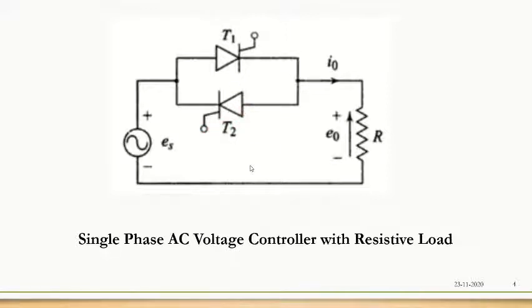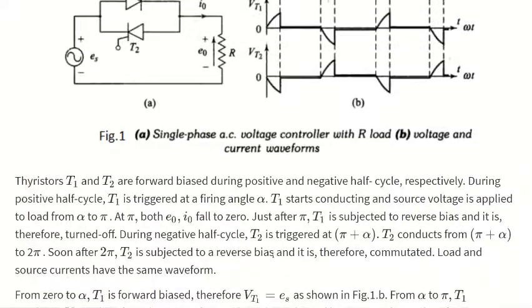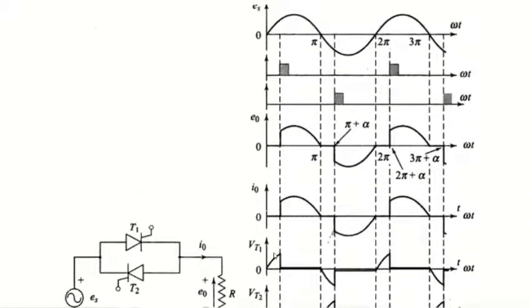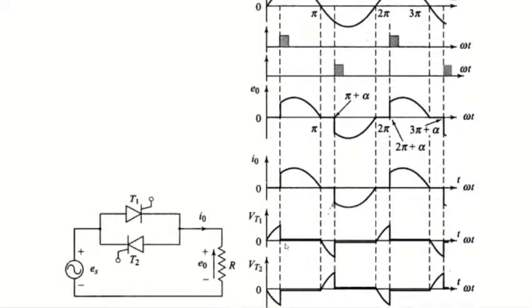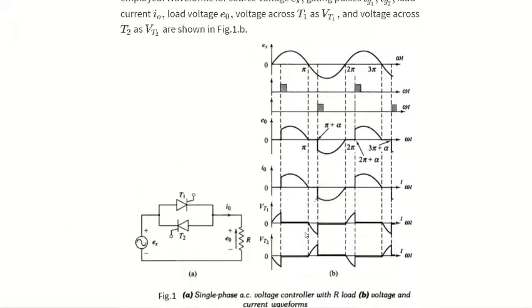Let us observe the waveforms there. The typical waveforms of this circuit are shown here. This is your input signal. These are the gate pulses applied for T1, and these are the gate pulses applied for T2. That is, for T1 you are applying gate pulses in the positive cycle, and for T2 you are applying them during the negative cycle, right?